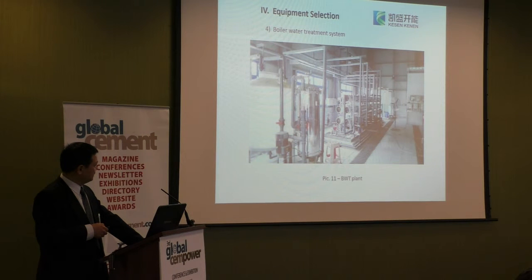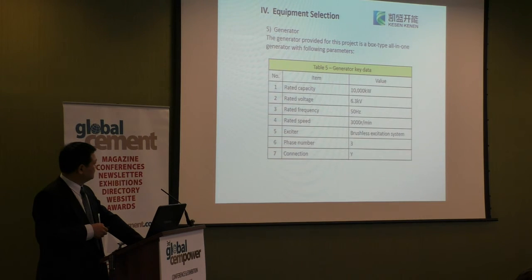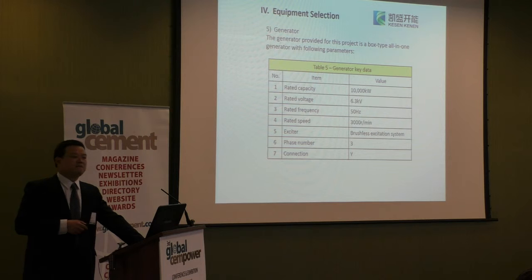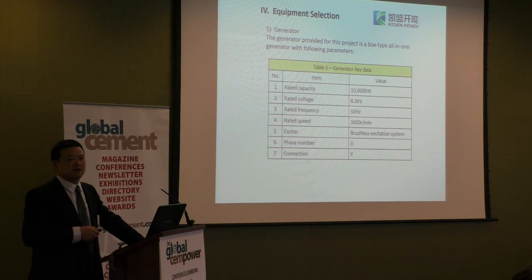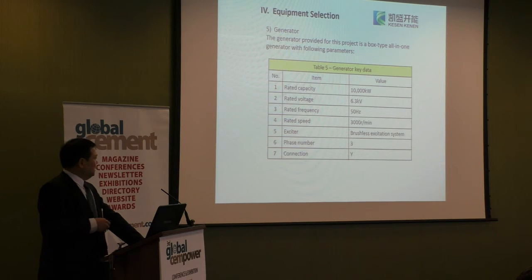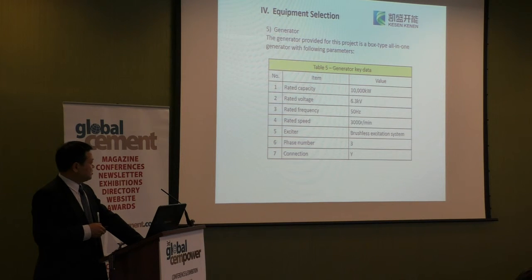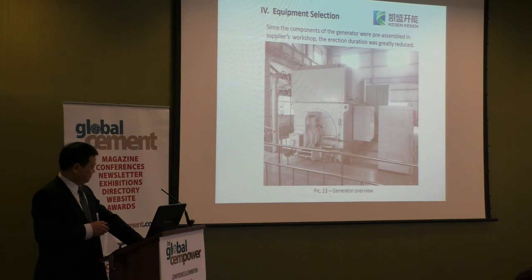It's our plan. This is the detailed information for the generator, 10 kilowatt. Usually for the generator, they have a margin of 5%. It's typical. Brushless excitation system. It's a box generator.